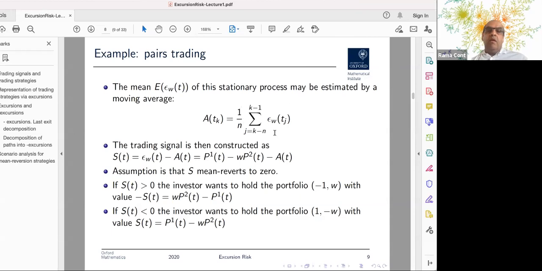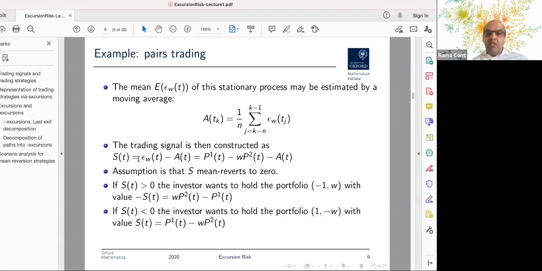You estimate the mean of this difference, and then you say the trading signal is the current value minus the mean. The current value is in fact the value of a portfolio, P1 minus WP2, minus the estimated mean. If I think it's a stationary process, then it cannot always stay above or below its mean. If it's above, it has to go below. If it's below, it has to go above. So this means that this process S is going to mean revert to zero. It's just a way of constructing a signal from prices which mean reverts to zero.